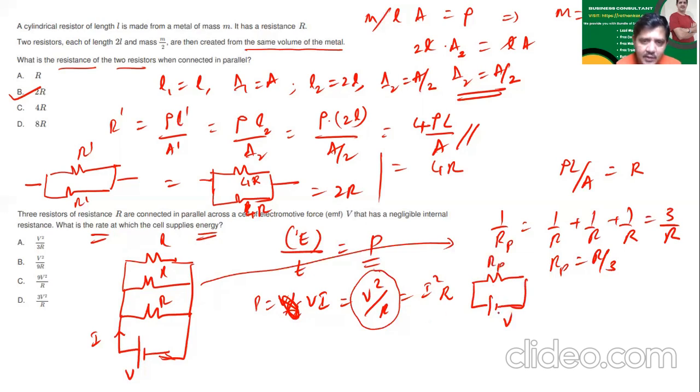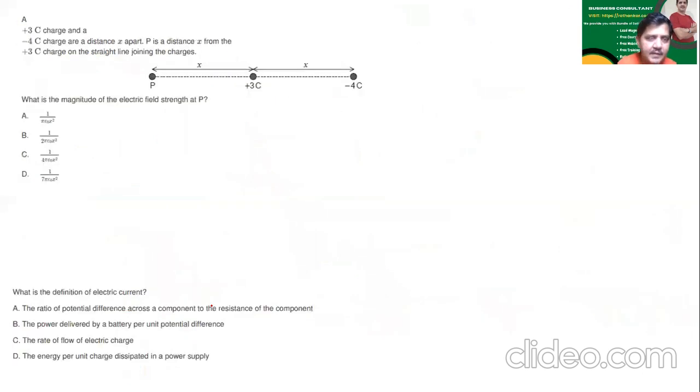Now I am asking you, what is the power supplied by this? Power supplied by this should be equal to V squared divided by Rp, which is V squared divided by R by 3, which should be 3V squared divided by R. Which one is the right option here? D is the right option, 3V squared by R. Okay, now let us move on to the next one.